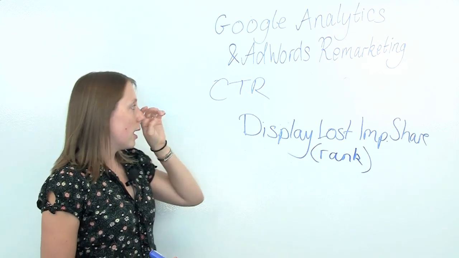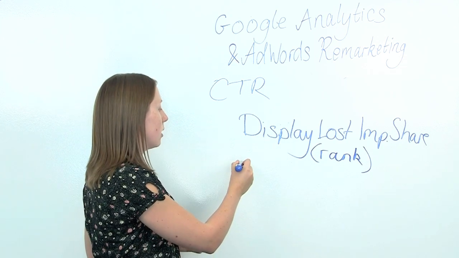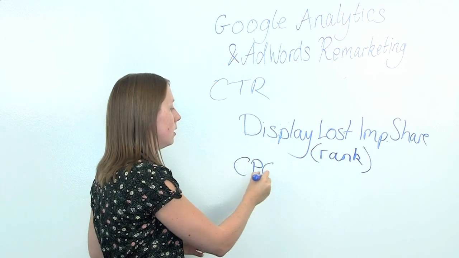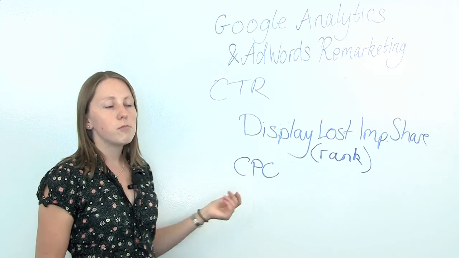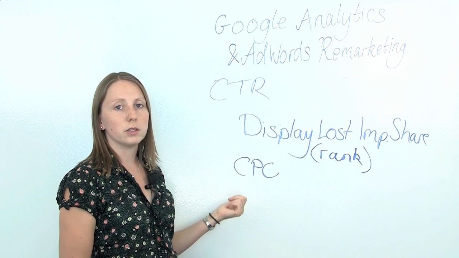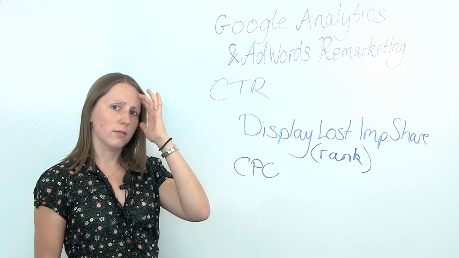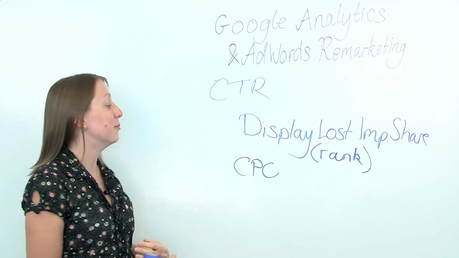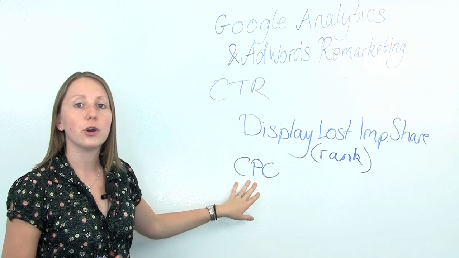So each list or each placement or each ad could have a different cost per click bid. And your bid is sort of what you will pay when somebody clicks it. I wouldn't recommend using cost per 1,000 impressions, which is CPM, for much, really. So cost per click, you only pay when somebody clicks your ad.